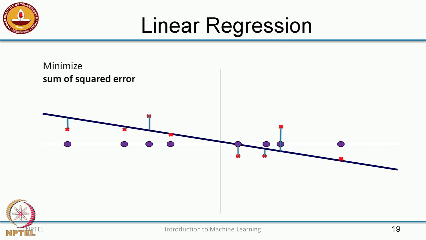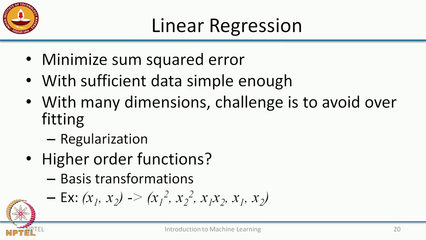So, why do we take the squares? Because the errors could be both positive and negative, and we want to make sure that you are minimizing that regardless of the sign of the error. Okay. And with sufficient data, right, linear regression is simple enough, you could just solve it using matrix inversions, as we will see later. But with many dimensions, the challenge is to avoid overfitting like we talked about earlier, and there are many ways of avoiding this, and I will again talk about this in detail when we look at linear regression, right.